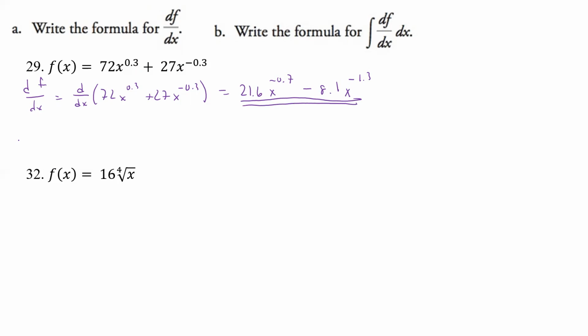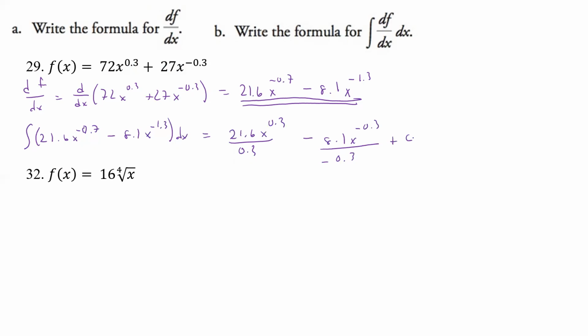Now, B says now take the integral of it. All right, so the integral of 21.6 x to the negative 0.7, and then minus 8.1 x to the negative 1.3 dx. First things first, we're going to have 21.6 x to the, add 1 to this, so 1 minus 0.7 is going to be 0.3, divided by 0.3. Then after that, we're going to have a minus 8.1 x, add 1 to this, that's going to be negative 0.3, so divided by negative 0.3, and then plus c.